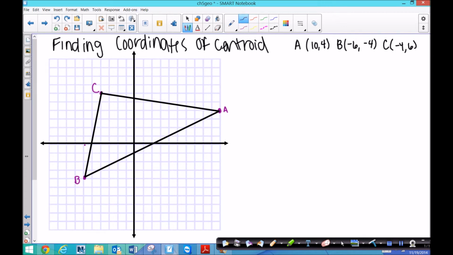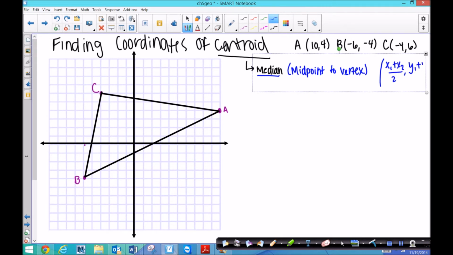So again, in order to find the coordinates of the centroid, we have to know that the centroid is made from a median. And it's the intersection of all of the medians. And medians connect a midpoint to a vertex. And to find the midpoint, we just have to remember it's the average x value followed by the average y value. So in these problems, we're not going to need to know the slopes of our lines.